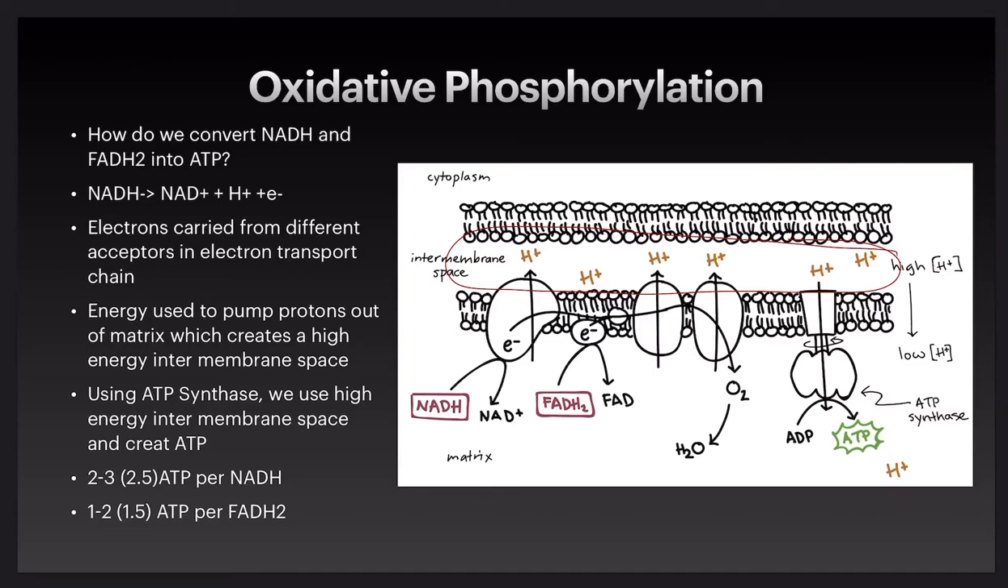So as these electrons move down the electron transport chain, more and more protons are being pumped, and now we have a high positive charge in here compared to the matrix. Now this high positive charge, we use ATP synthase, which is an enzyme that creates ATP from ADP. So as we can see here, using this high energy, we use ATP synthase to create ATP, and that'll give us the energy that we need in our cells.